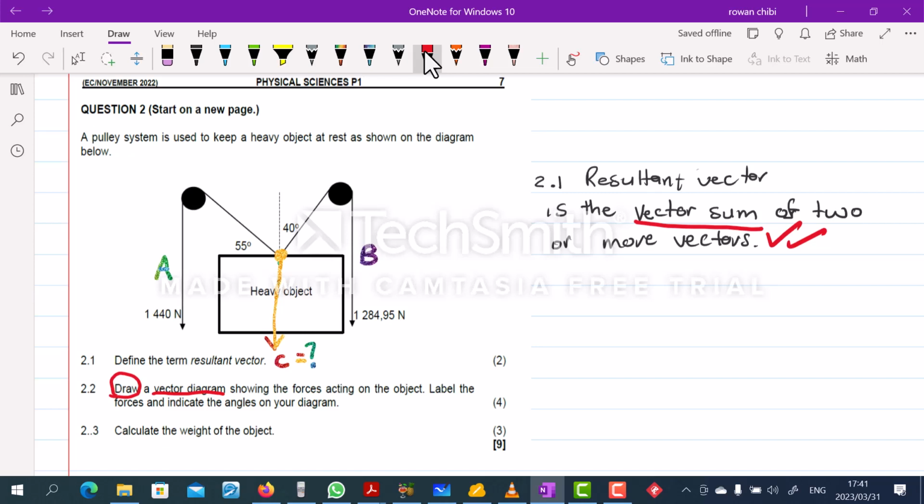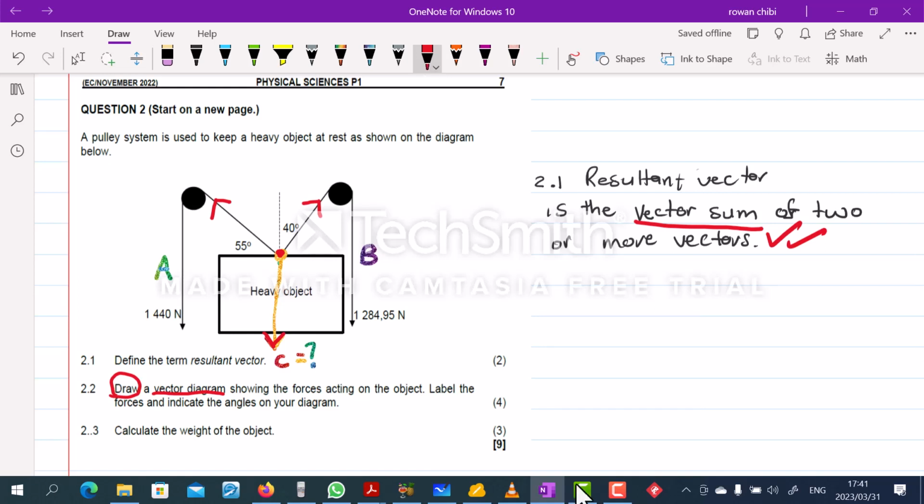So we know that we have how many forces there? We have 1, force A or vector A. We have 2, force B or vector B. Then we have the third one, which is force C or vector C. All of them are acting at that point. So we need to draw now the vector diagram for this object. So last time I showed you how to draw this, but I'm going to do it again.